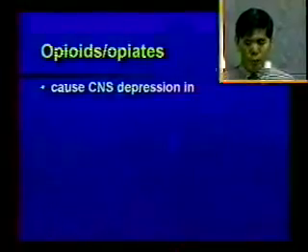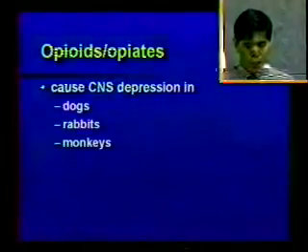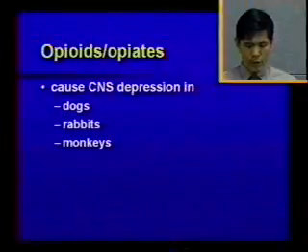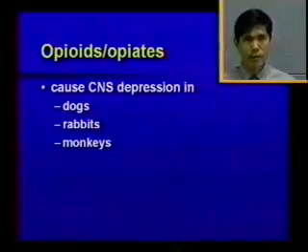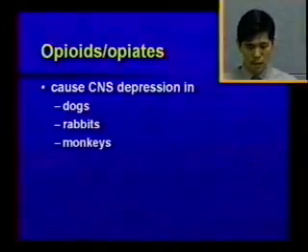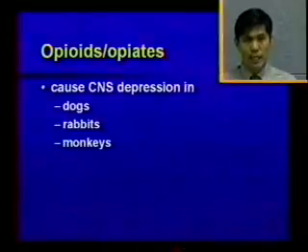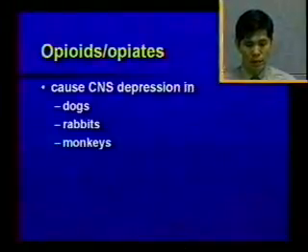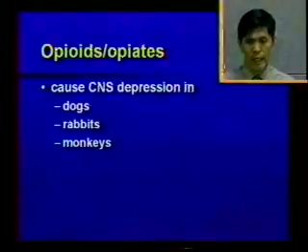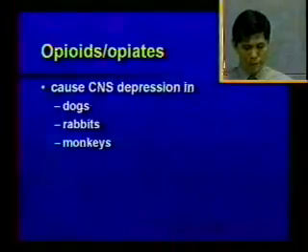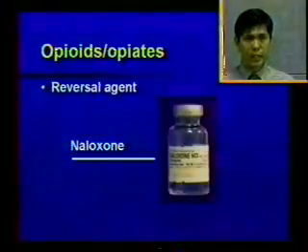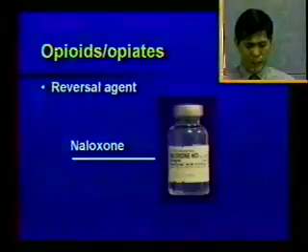Opioids can cause either depression or stimulation in different species. It causes CNS depression in the following animals: dogs, rabbits, and monkeys, while in horses, cats, pigs, and ruminants, opioids cause CNS excitation. And again, that's the reason why when we use opioids in those species, we have some sedative on board. Like in a horse, you just cannot give morphine. You'd like to give some xylazine before you give morphine in horses. The specific reversal agent for opioids is naloxone.